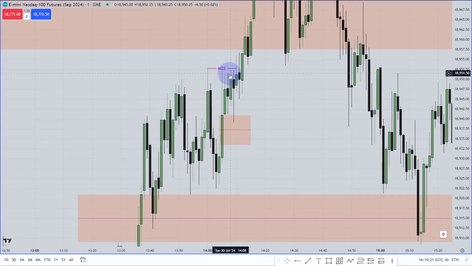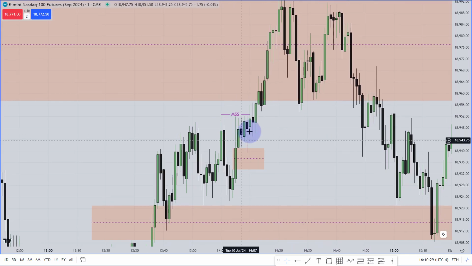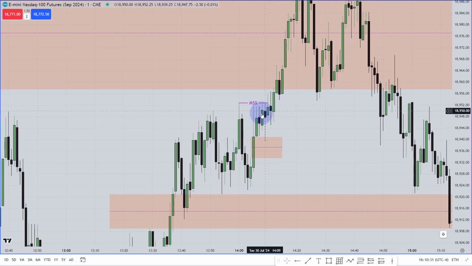See, market didn't shift around that area. Before shifting the market structure, market traded that fair value gap, then it went higher. I was really unable to take this entry. I was just trying to take the entry out of that area. As I didn't get the market structure shift over here, I was unable to take this buy.